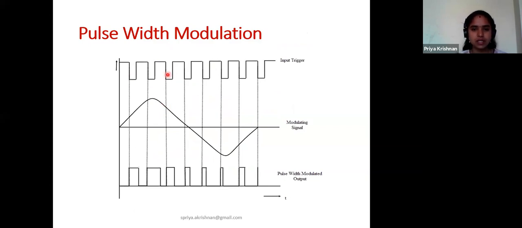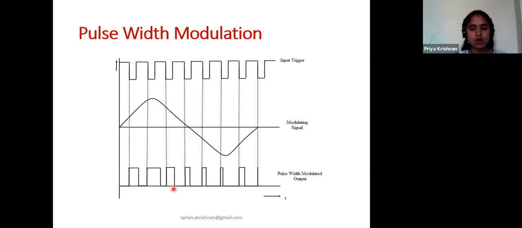So this is my trigger. In the previous case, I applied only one trigger, but here I am applying so many triggers. I am continuously applying my triggers. And this is my threshold voltage. My threshold voltage is now not 2 by 3 VCC, but here this is my threshold voltage. My threshold voltage always changes.